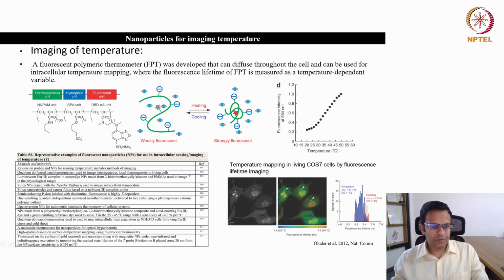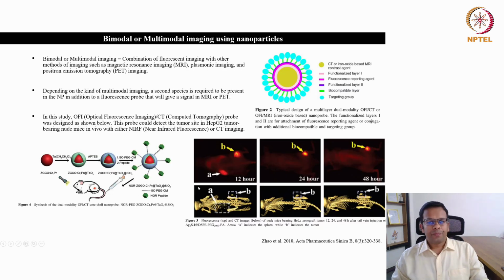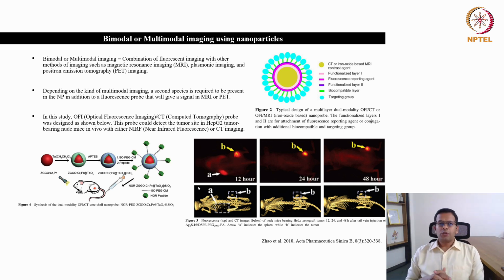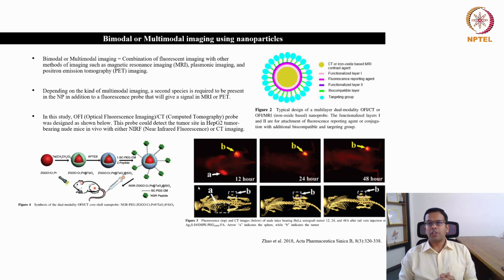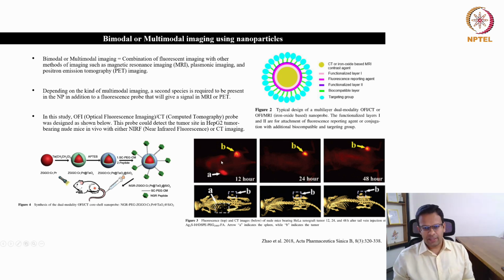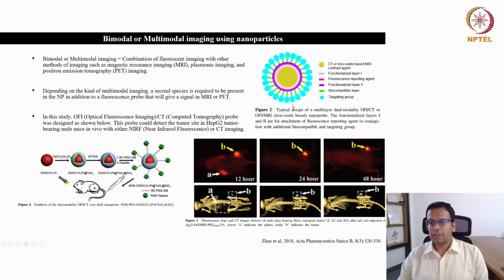And there are some other types of nanoparticles that have been developed for temperature sensing, which are listed in this table. Also, the nanoparticles can be used for bimodal or multimodal imaging. So what is bimodal or multimodal imaging? Here you can see one example. In this mouse system, you wanted to see some tumor in fluorescence as well as in CT scan. So these nanoparticles are designed in such a way that they provide both the properties, the fluorescence as well as the properties required for the CT scan.